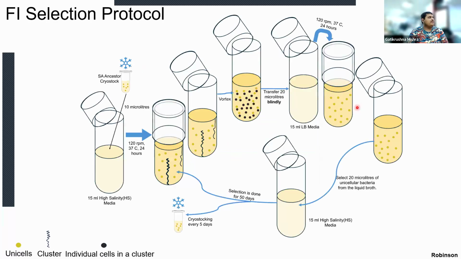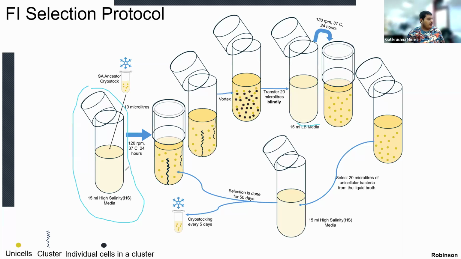The second regime is called fluctuating indifferent selection, which was also done by Robinson, where we would start with high saline media, inoculate some bacterium, make them grow for 24 hours, then vortex it and transfer 20 microliters blindly, but not into a high saline media, but into a low saline media. So we fluctuate the environment every 24 hours. That was the goal, to see how the bacteria would evolve in such a regime.